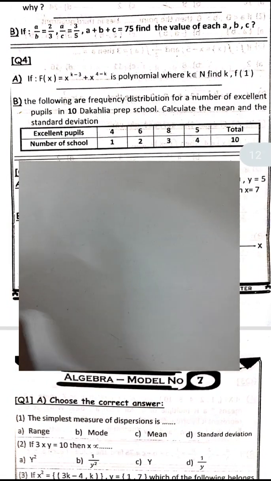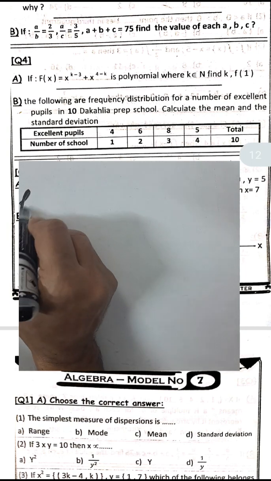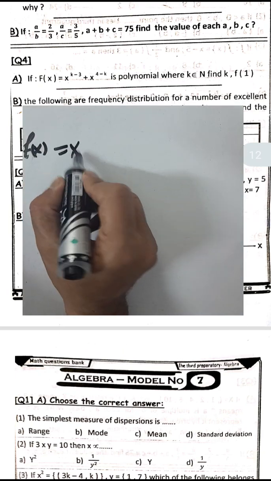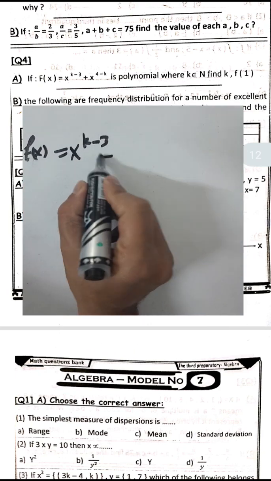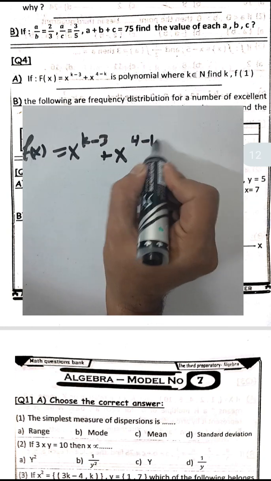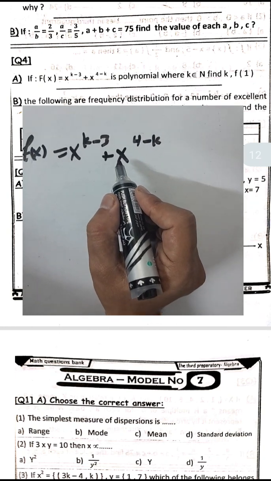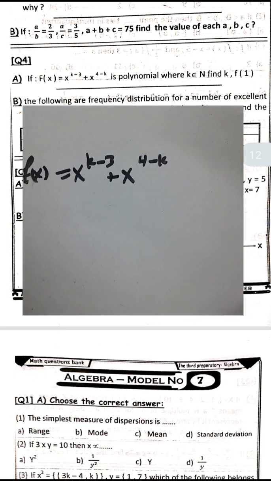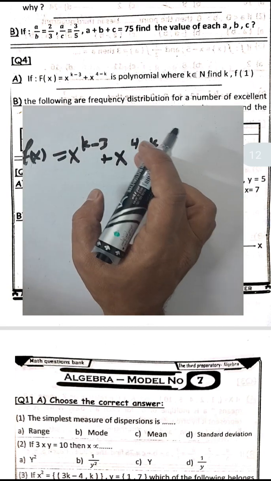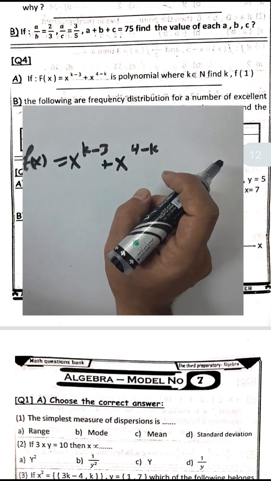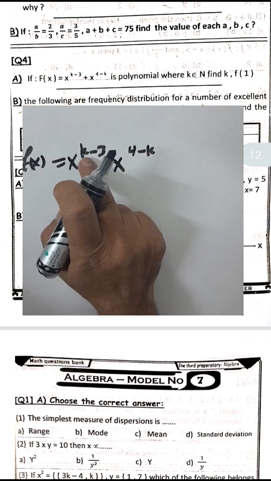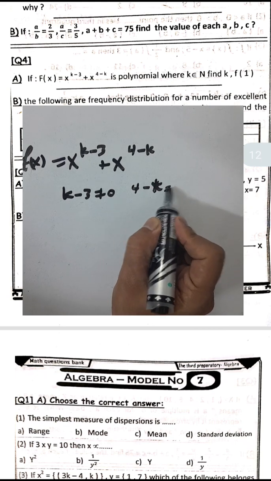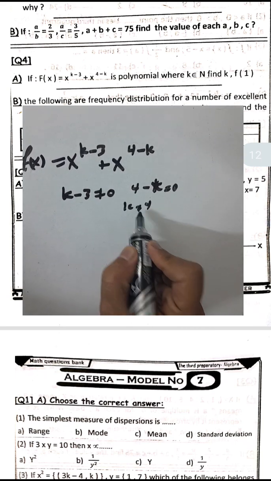Next, question number 4. We have f of x equals x power k minus 3 plus x power 4 minus k, a polynomial, where k is a constant, and we find k and f of 1. Polynomial here means what? The powers k minus 3 and 4 minus k cannot be negative. Then k minus 3 is not equal to 0 and 4 minus k is not equal to 0. Then k is not equal to 4 and not equal to 3.